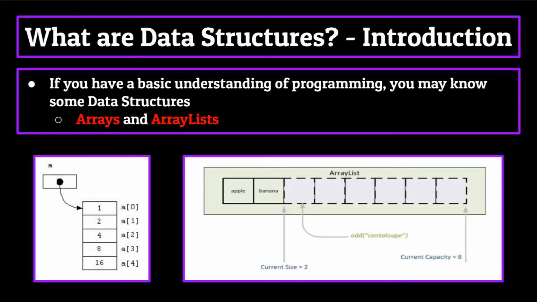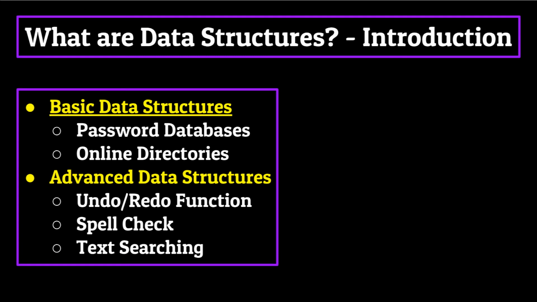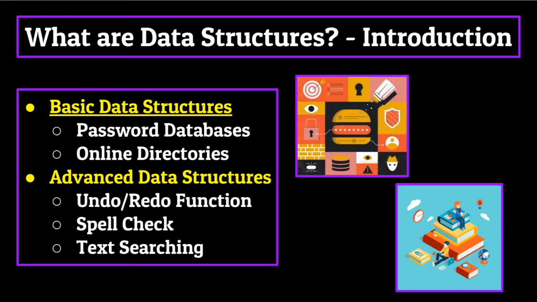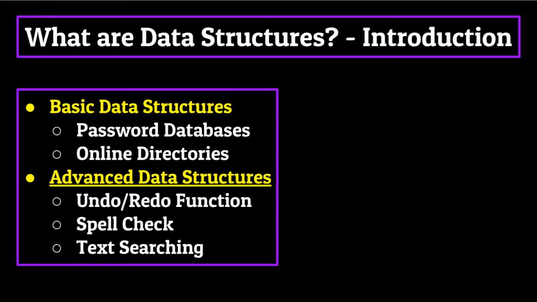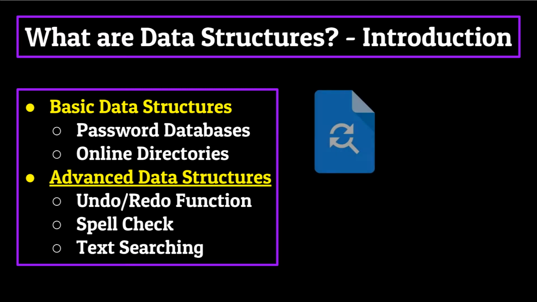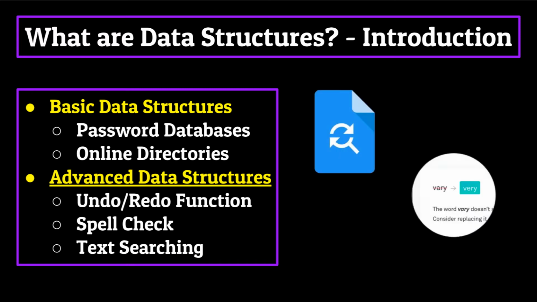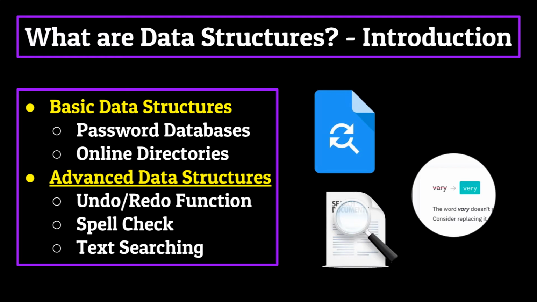But if you're going to be pursuing a career in computer science, just knowing these two is not going to cut it. While basic data structures such as the array are used by companies in obvious places, like password databases or online directories, more advanced data structures, like the ones we'll be talking about in this series, can also be seen all around you on the web. The undo-redo button in Google Docs, spell check on your phone, and even text searching all require the use of more advanced data structures, which makes them extremely useful to learn and comprehend.